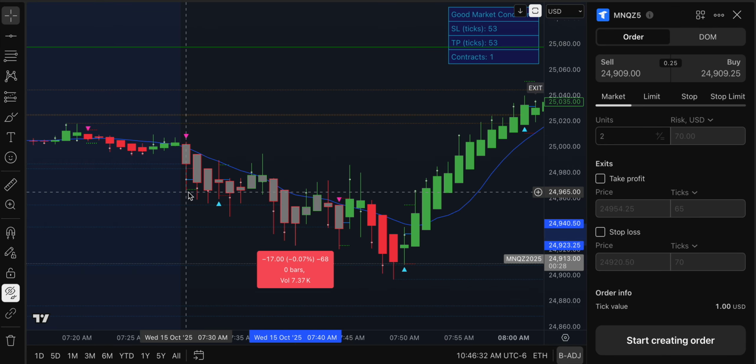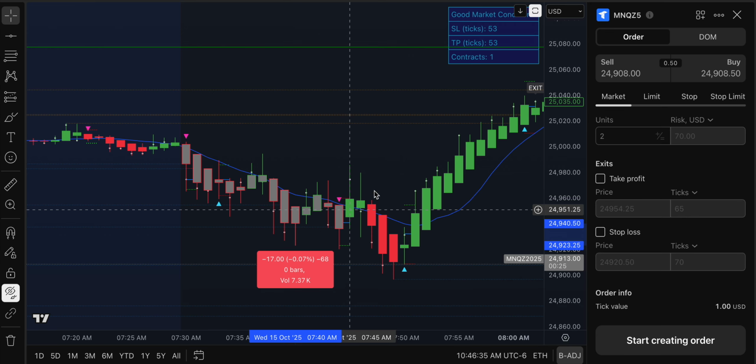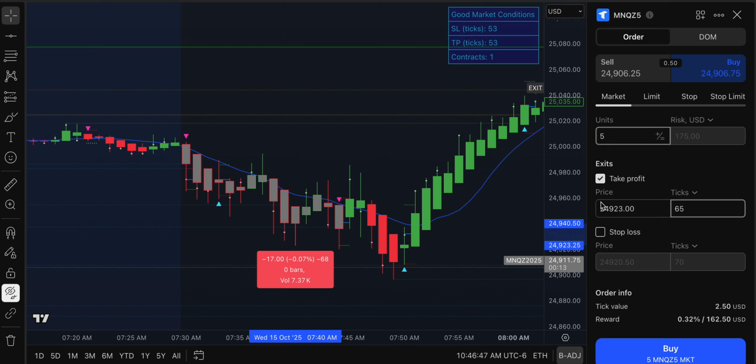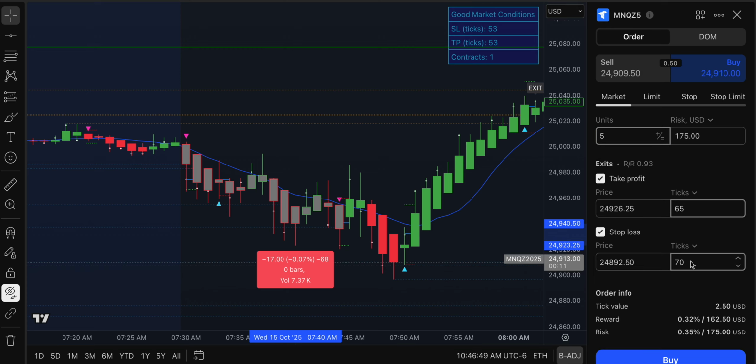So if it first said 25, then as the market went on, it changes, okay? So that's how we determine how much we want to risk or how many ticks we need it to go to hit our target of whatever. So let's just come over here and put in 5 units. Take profit of 65 and 70. We'll just put this back to 65 as well.